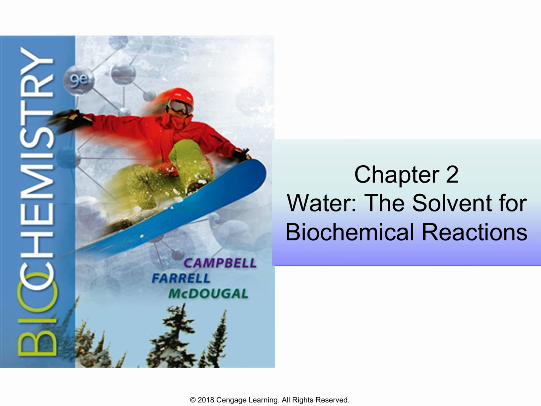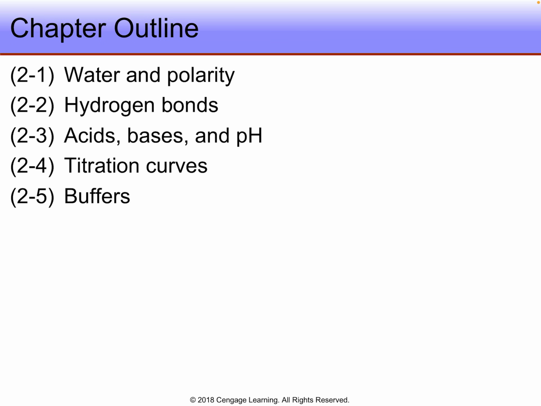Okay, Chapter 2, the solvent water, solvent for biochemical reactions. In this chapter, we're going to spend some time reviewing the properties of water and polarity, and we'll look at hydrogen bonds, acid, bases, and pH. I'm not going to spend time on titration curves, but we will do a little bit with buffers. And I'm going to try to just do a short bit on water and polarity, maybe hydrogen bonds in this lecture.